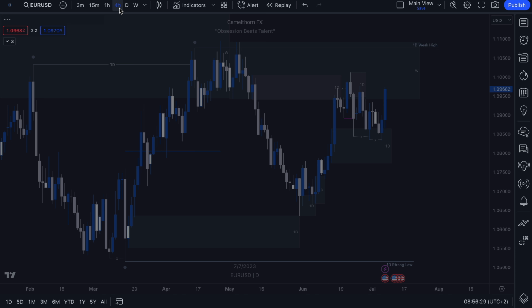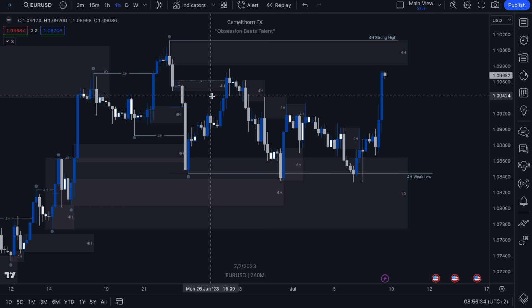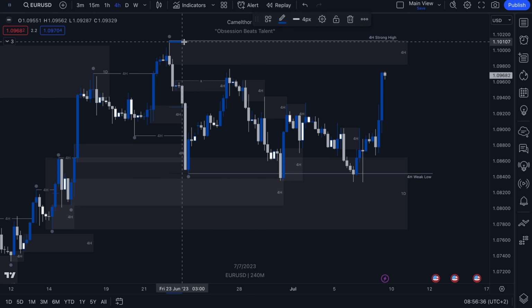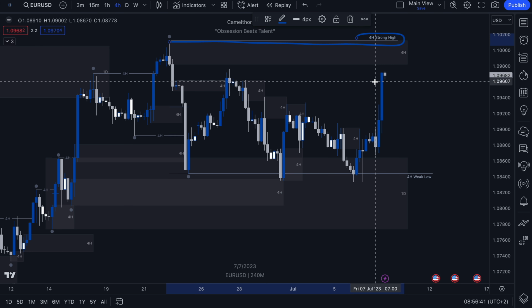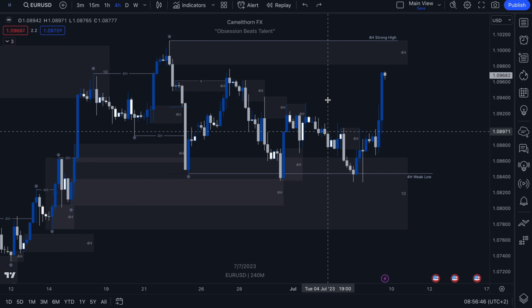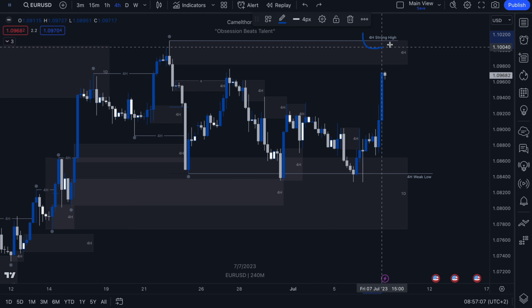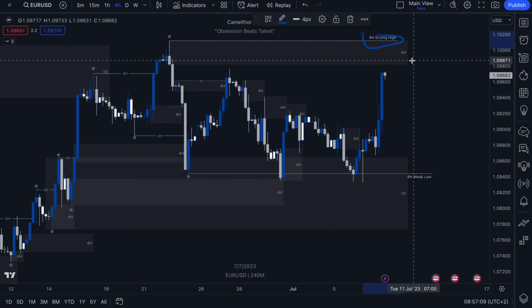However, that bullish continuation from a daily point of view will only truly be confirmed when we see a violation of this 4-hour strong high. Because at the moment, in order for your daily to continue bullish, your 4-hour needs to be bullish as well, right? Your 4-hour facilitates what happens on the daily time frame in the same way that your daily time frame facilitates what happens on the weekly time frame. So we would need to see a violation of this 4-hour strong high, right?